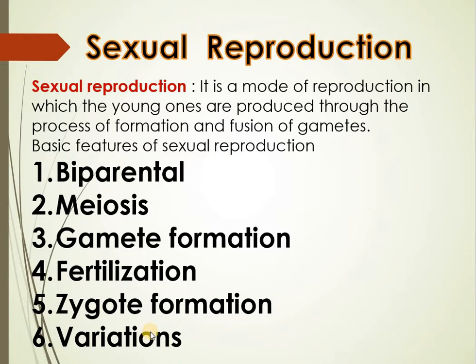Next we have the variations happening in sexual reproduction. The number of variations in the population mainly arises due to chance separation of chromosomes at the time of meiosis, or it can be due to crossing over during meiosis, or it can be due to mutations or defective DNA replication. So these are some of the causes due to which variations can happen in the sexual mode of reproduction.